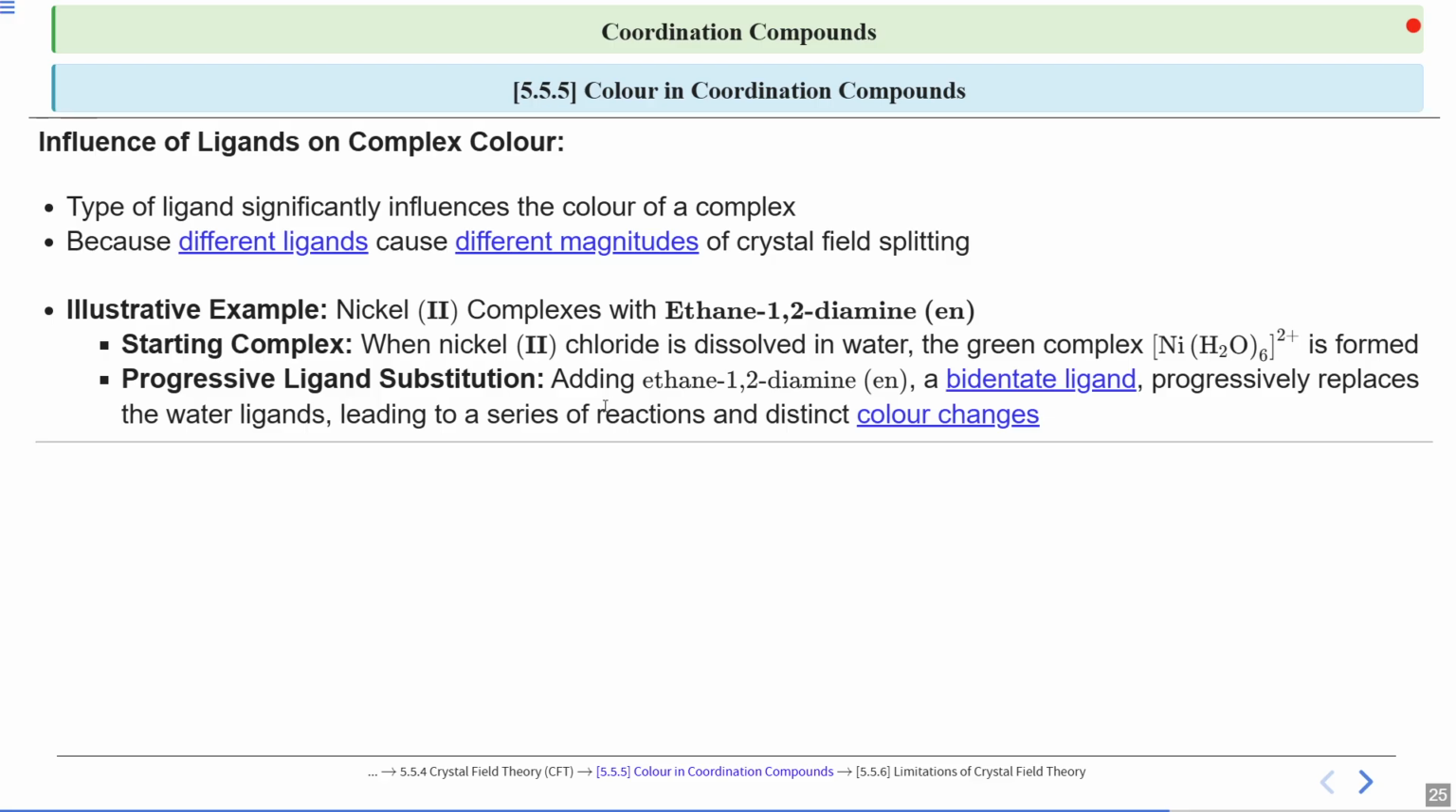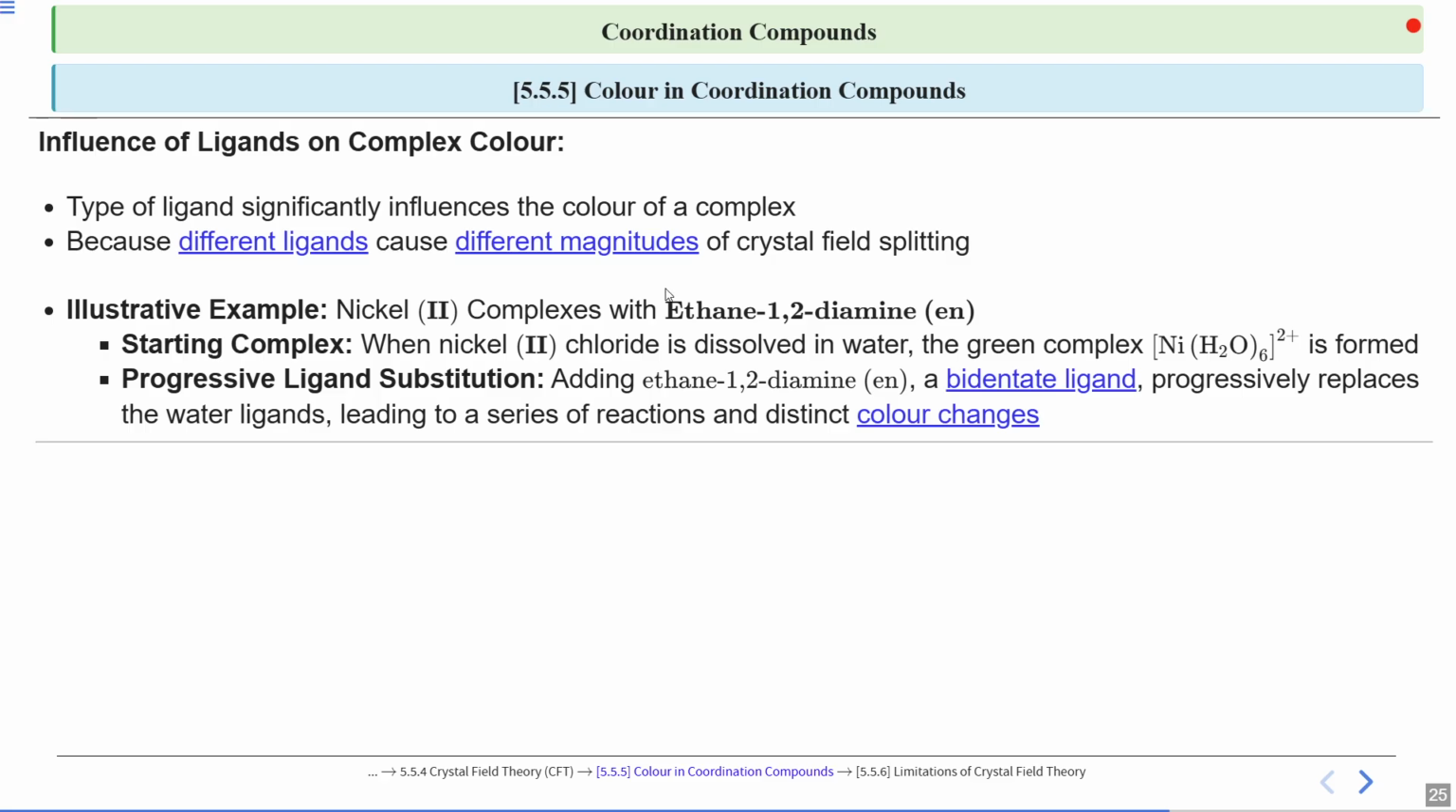Progressive ligand substitution. When you add ethane 1,2 diamine, which is a bidentate ligand, this progressively replaces the water ligands already present in the complex, leading to a series of reactions and distinct color changes. As the ligand attached to the central metal ion changes, the color shown by the complex will also change at each step of the reaction.